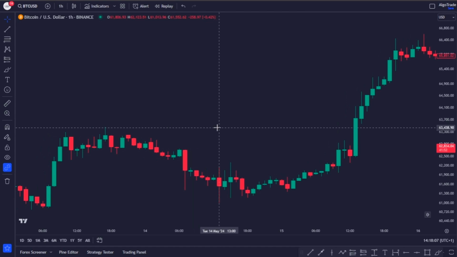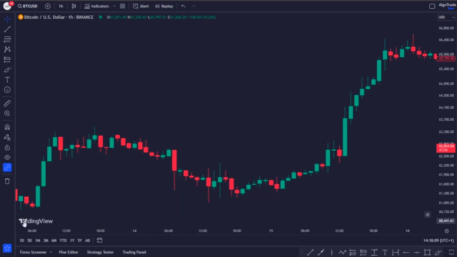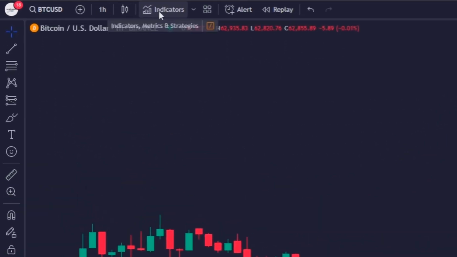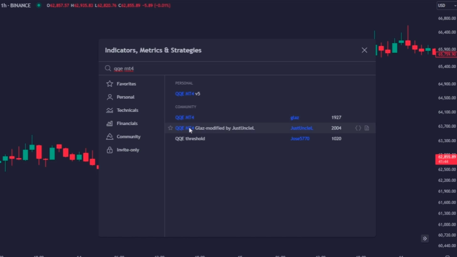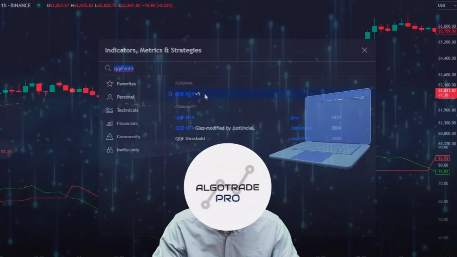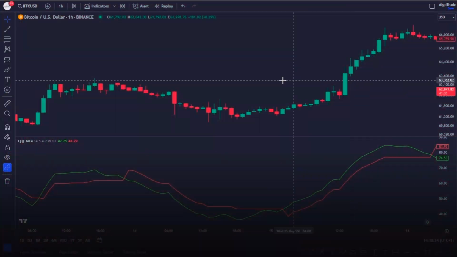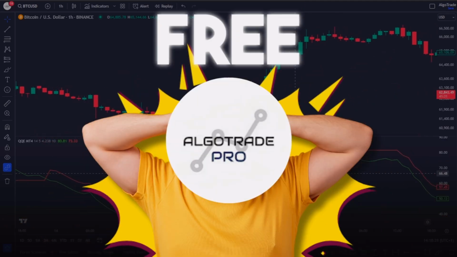So, as usual, let's start by adding the indicator to our TradingView charts. First, click on Indicators, then type QQE MT4 and you will find three options you can use. But in my case, I will use a more updated version of this indicator I coded myself. This indicator is not published on TradingView, but you can also use it and without any costs.